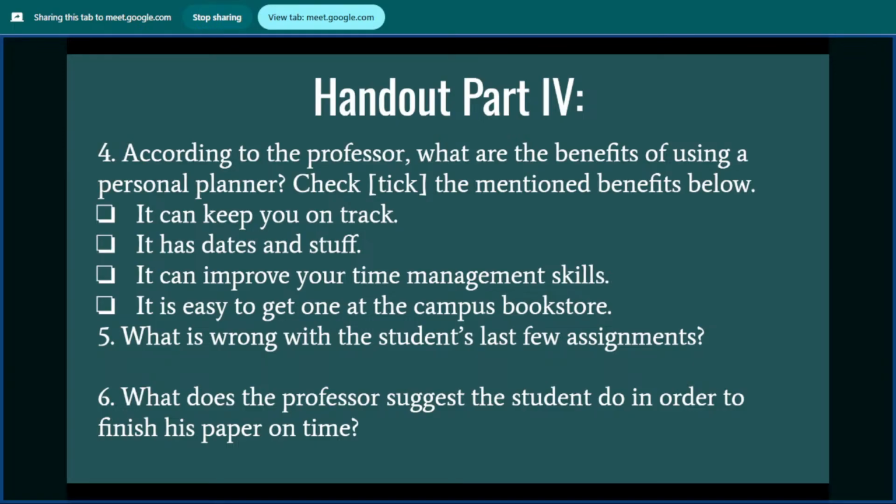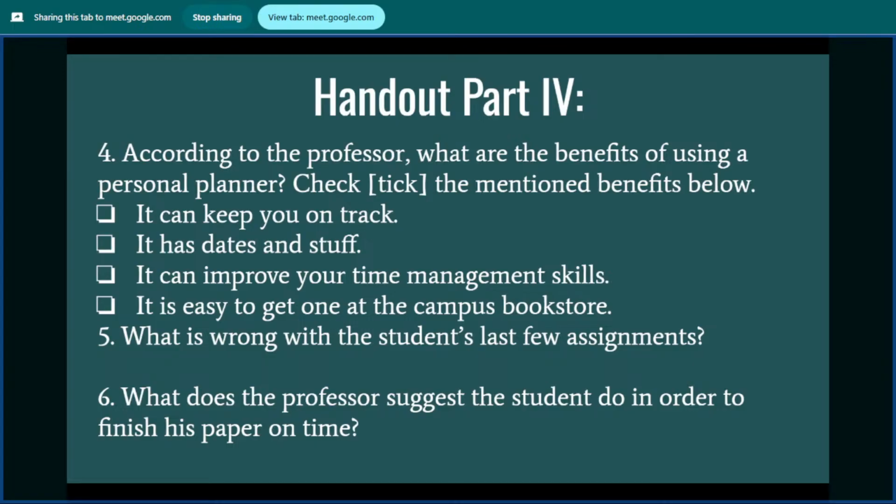So, outline is something that I also ask you guys to make before writing, if you guys remember. So, before we start writing, we should have kind of notes, which is kind of an outline of what we are going to write, at least we should know that. But ma'am, it is clearly asking what the professor suggests the student do in order to finish his paper on time. So I think the personal planner can also be included over here.